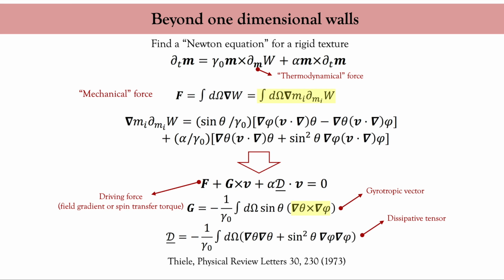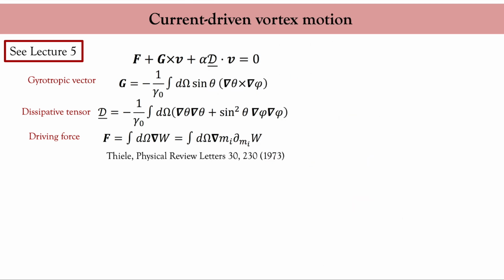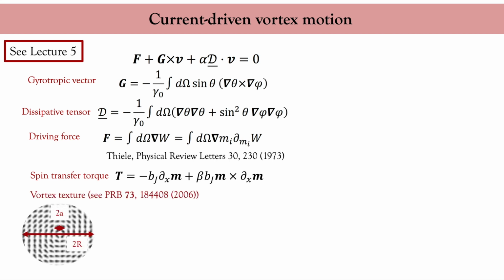The cross product that is at the center of Thiele's equation is responsible for the skyrmion or vortex Hall effect. We will first look at how a charge current can drive a magnetic vortex into motion using our newly derived Thiele equation. In this scenario, the vortex is driven by spin transfer torque, and to obtain analytical formulas, we will assume a rigid, isolated vortex. This vortex is characterized by an outer radius, uppercase R, and an inner radius, lowercase a. You can find details in this publication.